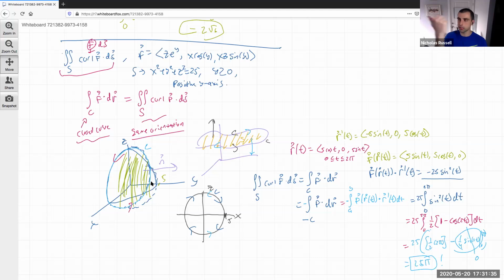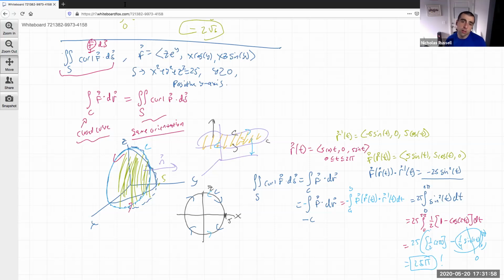So if I look like this, right, my thumb must be pointing in this direction. I have to go like this. Right? And my fingers have to be curling towards the positive x-axis here to make that happen. Okay. Yeah, so it has to follow the right-hand rule. That's the big thing.